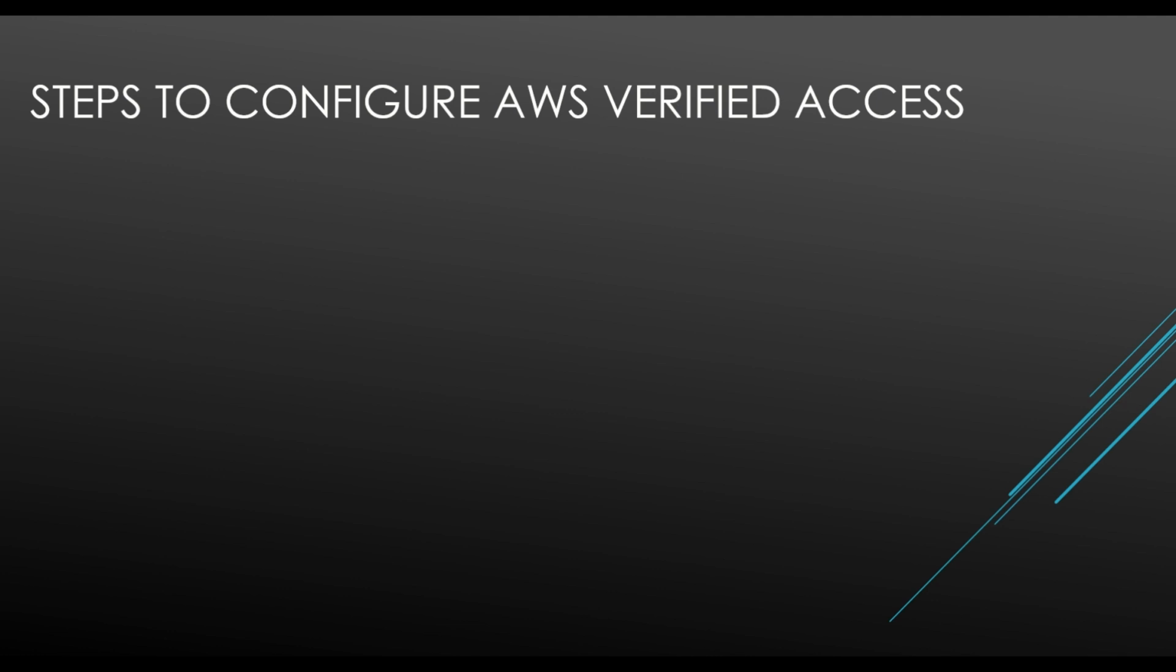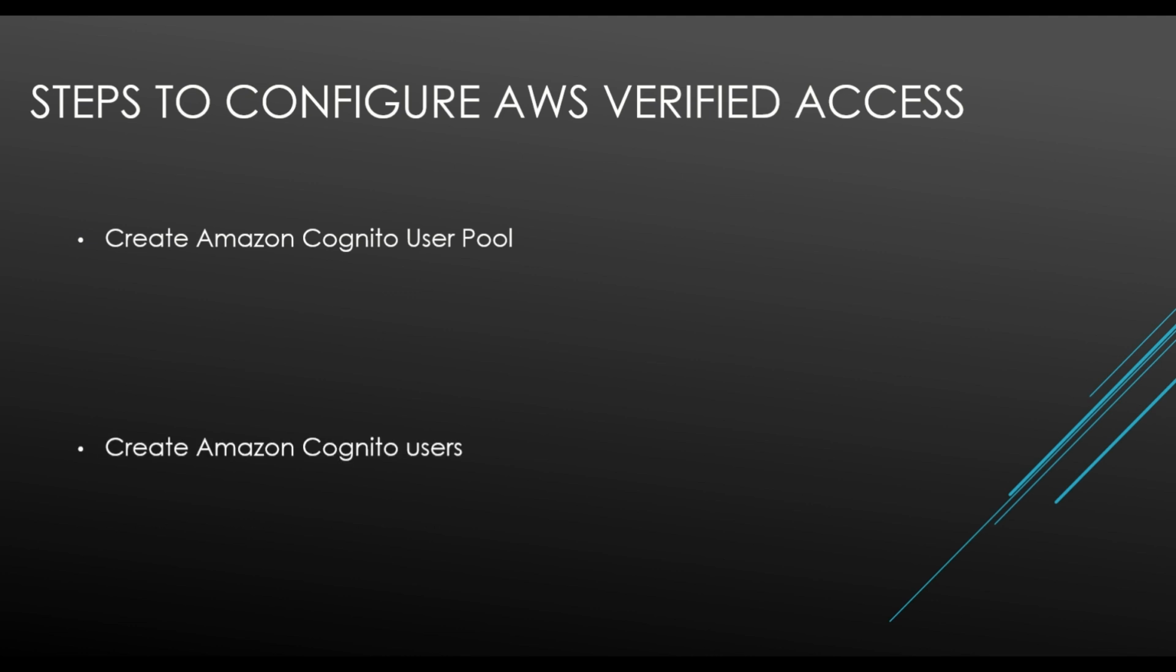Next, let's see the steps to configure AWS Verified Access. First, we need to create the Amazon Cognito user pool. In this demo, we are using Cognito as the identity trust provider. So first we need to create a Cognito user pool. Next, we will create Cognito users that we can use to test the application later. We will create two HR users, one with an email address verified and the other with an email address that is not verified.